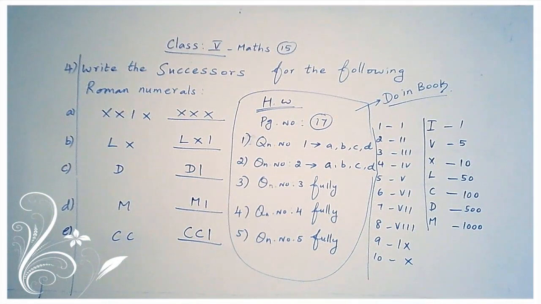So on your page number 17, first question, second question, third question, fourth question and fifth question are homework. Do them in your book only, no need to copy in your homework note. Okay, children? Are you listening? Yes or no? Yes. That second lesson is over. Next I will take the third lesson. So now we will see in the next class. Okay, children? Thank you.